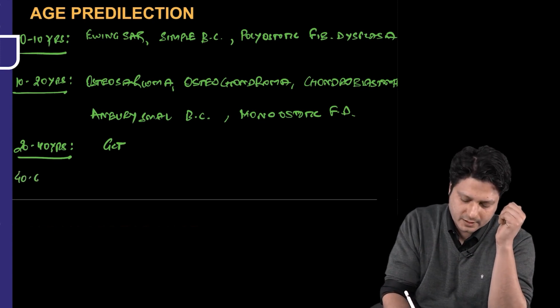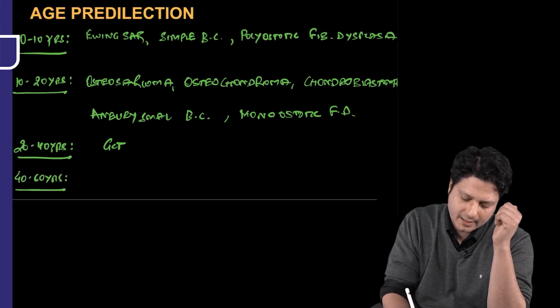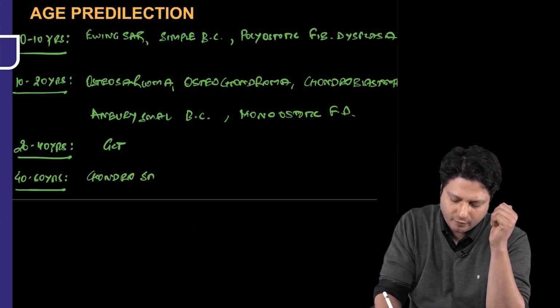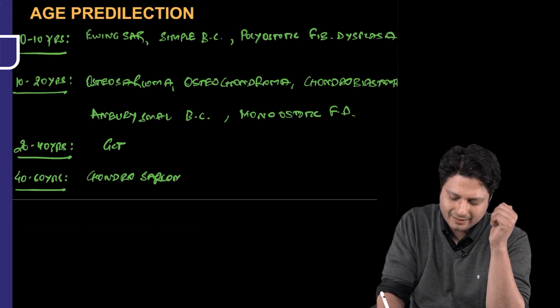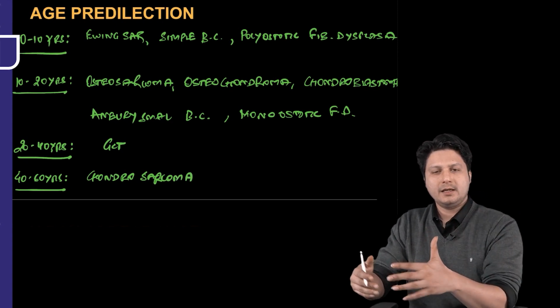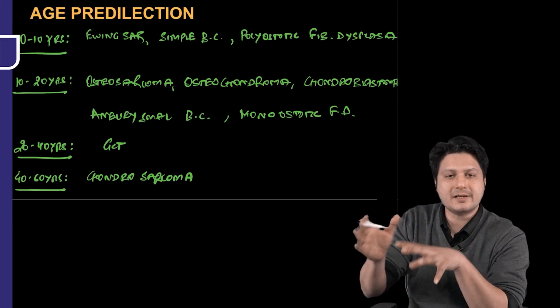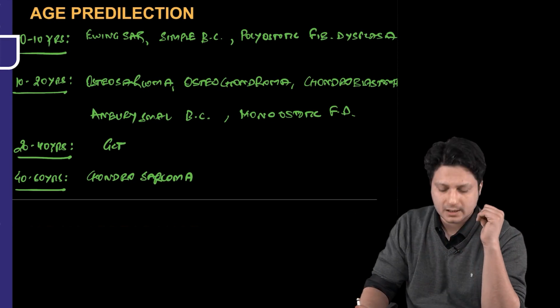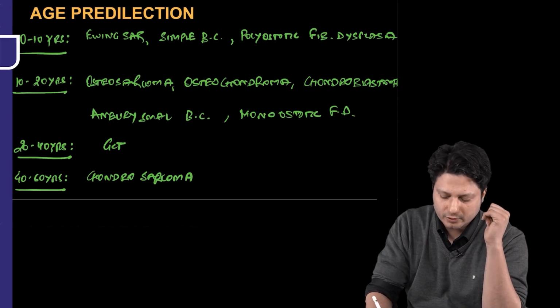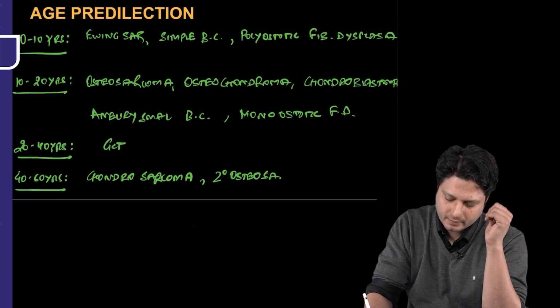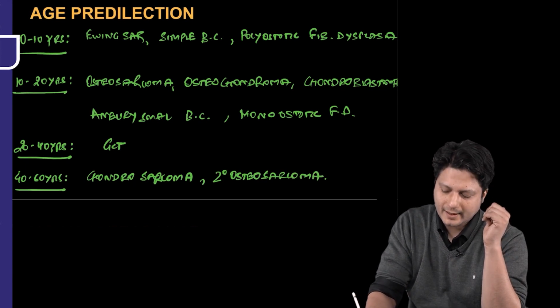Then 40 to 60 years of age, this is the age group for chondrosarcoma. As I told you, if the age group is mentioned as 10, 12, 20, chondrosarcoma can never be the answer for that particular question, because this is the age group for its modal peak: 40 to 60 years of age for chondrosarcoma as well as for secondary osteosarcoma. All right. Chondrosarcoma and secondary osteosarcoma.